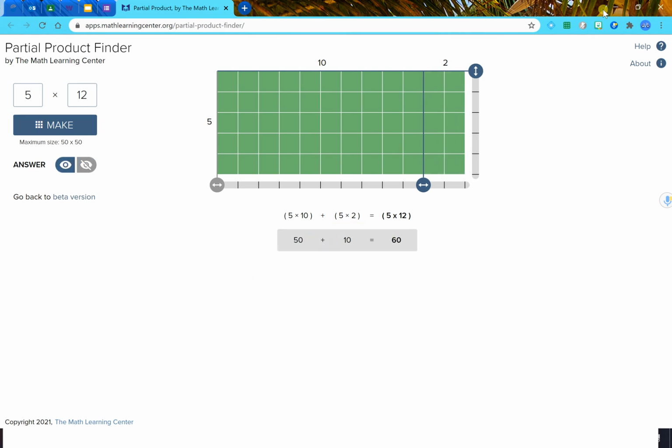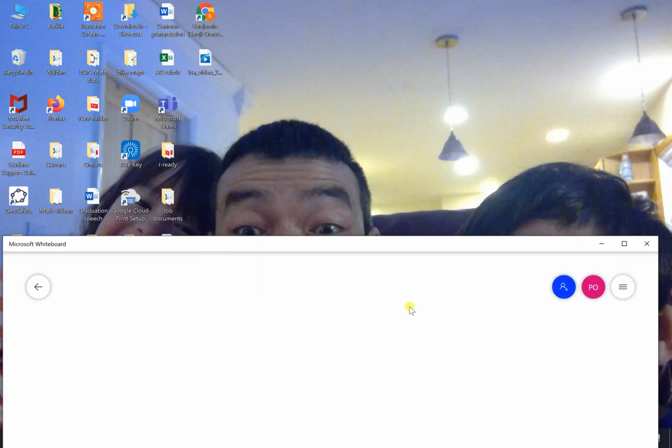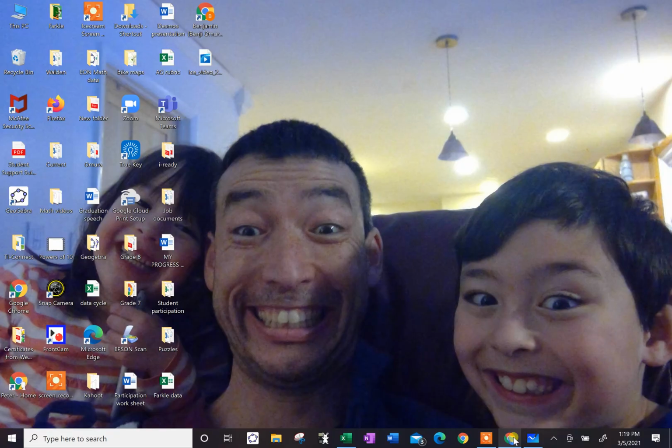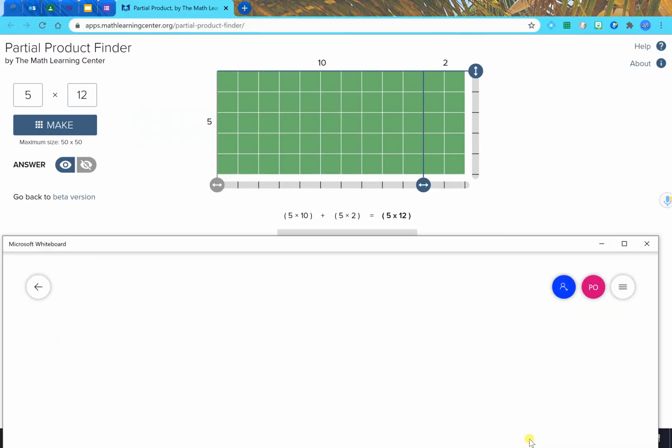Now, the reason why I bring this up is because this is a really cool way of using the distributive property. And once again, I'm going to pull up my whiteboard. And so I had 5 times 12, and I said that's the same as 5 times 10 plus 2. And now I'm going to distribute: 5 times 10 plus 5 times 2. Which gives me 50 plus 10, which is 60.